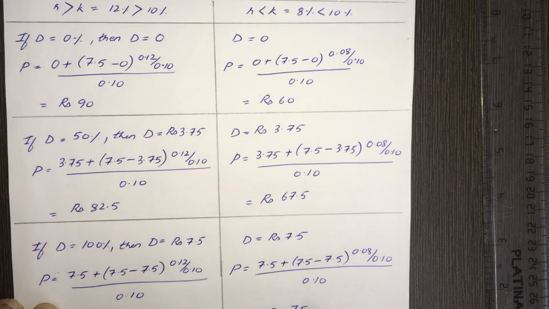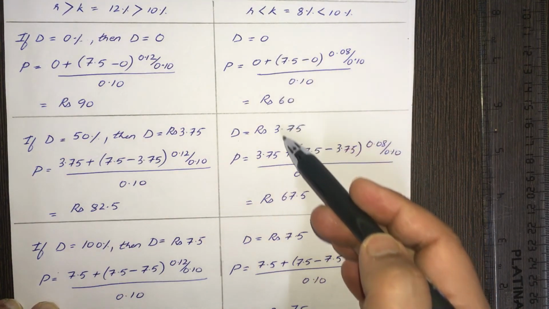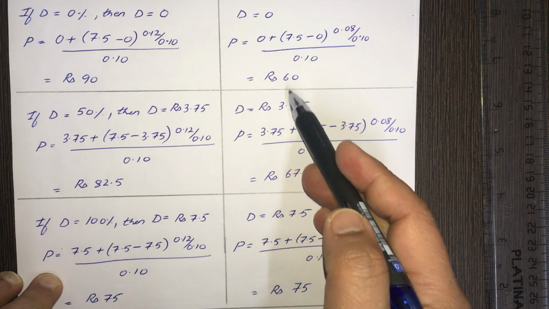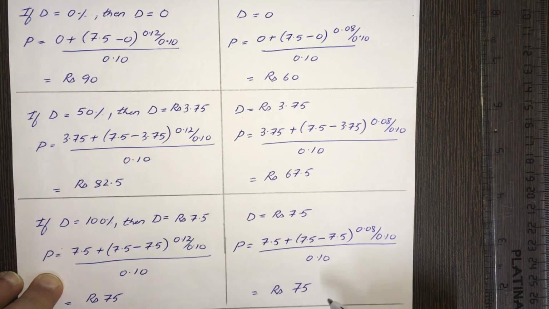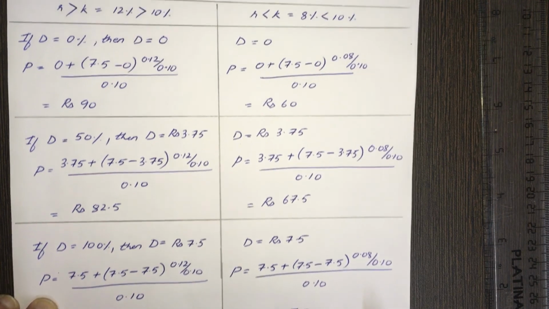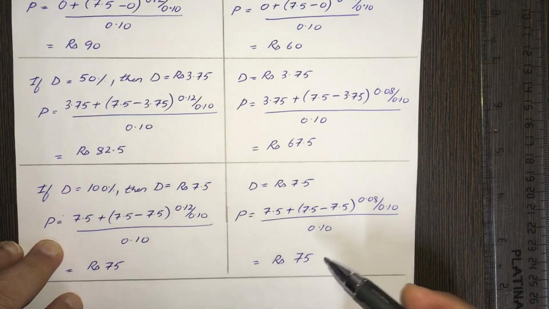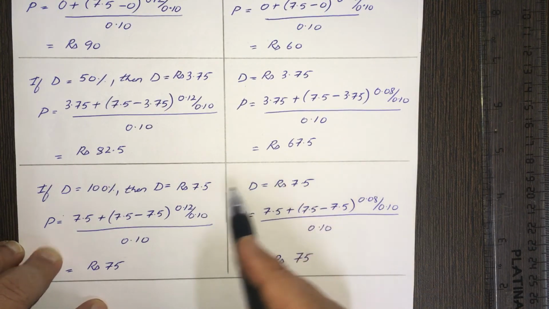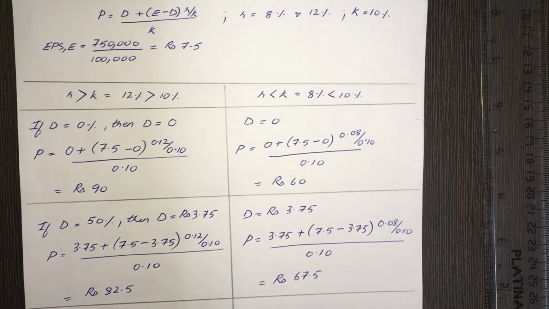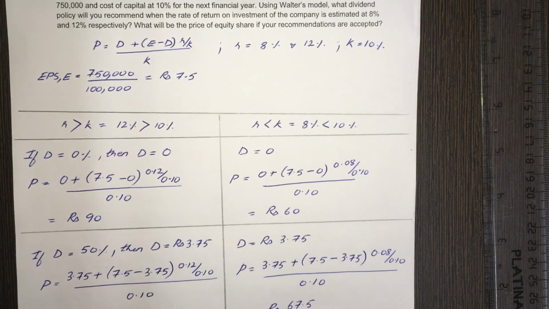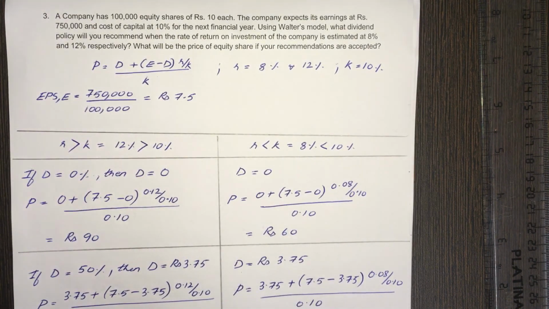Just the opposite for the declining firm. You notice here that as the DP ratio increases, the market price per share P also increases from 60 to 67.5 to 75. So the optimal payout ratio for a declining firm should be what? 100%. Because at 100%, the market price per share P is maximized at 75 rupees. All right. So those are the comments based on the implications of using the Walter's model for share valuation.